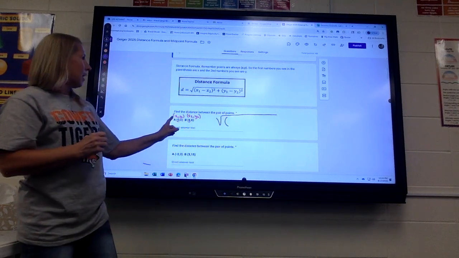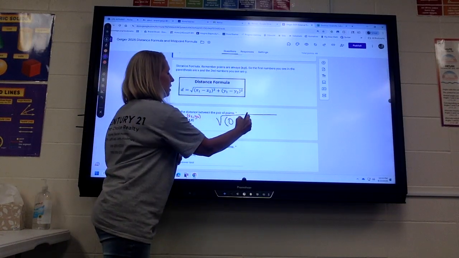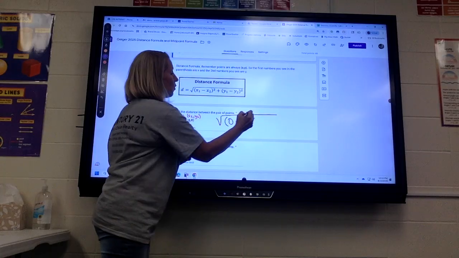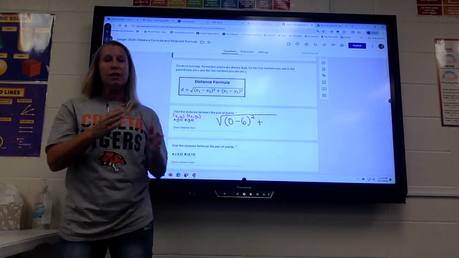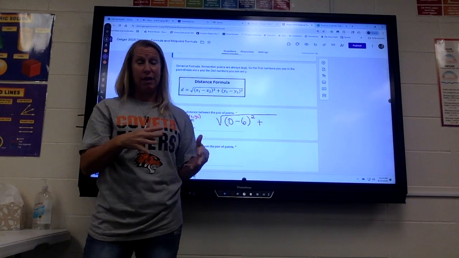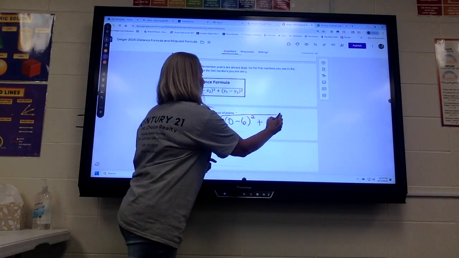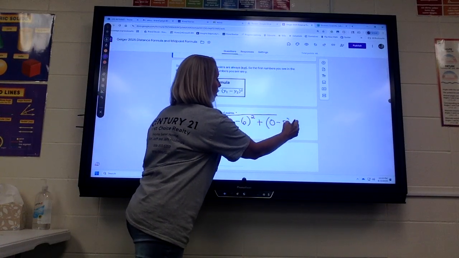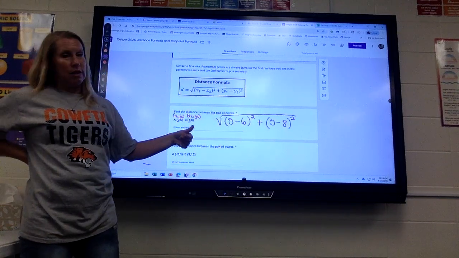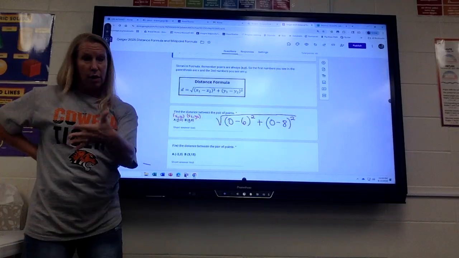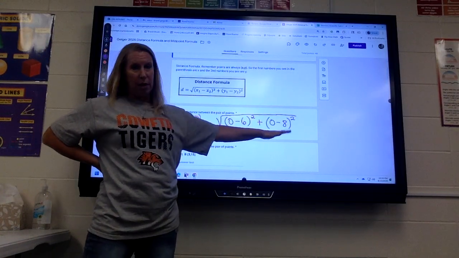Okay, so x1 would be 0, minus x2 would be 6, close parentheses and square it. You have to remember the little 2, plus sign in the middle. So it's really important that you don't forget any of the things in your calculator. And then y1 is 0, minus y2 is 8, close the parentheses and square it. Okay, so as soon as I go to the next screen, this is going to erase, so I hope you wrote it down. But 0 minus 6 squared, and then plus 0 minus 8 squared.